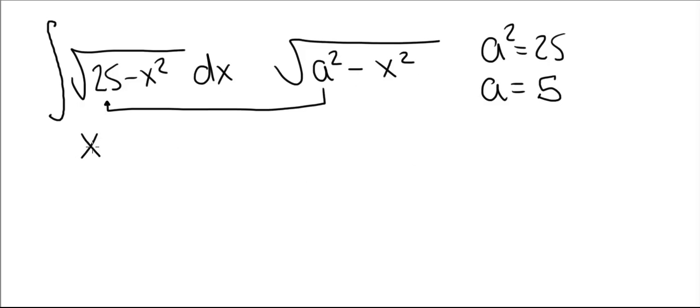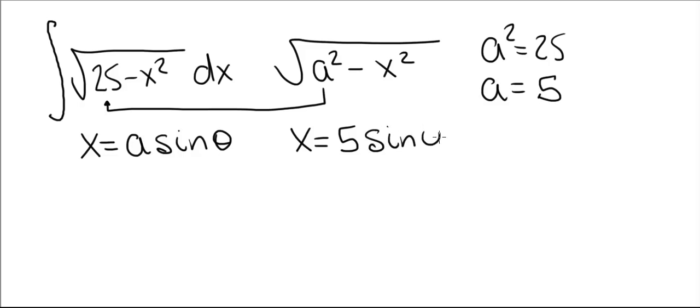The standard substitution for integrals like this is to let x equal a times sine of theta. In our case, we already know a, it is 5, so the substitution is x equals 5 times sine of theta. Differentiating, dx is 5 cosine theta d theta.